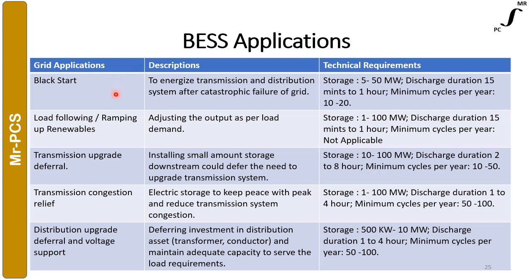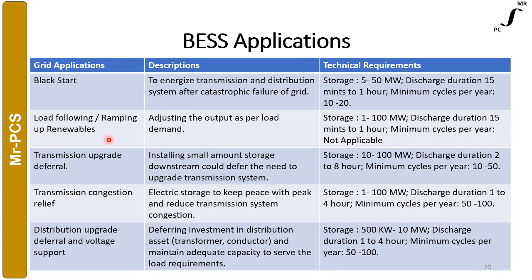Under catastrophic failure of grid, storage can energize the transmission system or power plant auxiliary services. Such application is called black start, and they generally need 5 to 50 megawatt power system with discharge time duration from 15 minutes to 1 hour and minimum cycles around 20 per year.